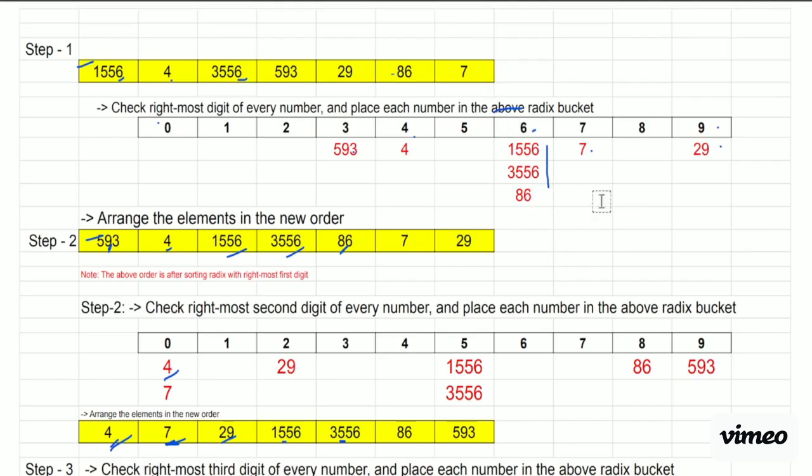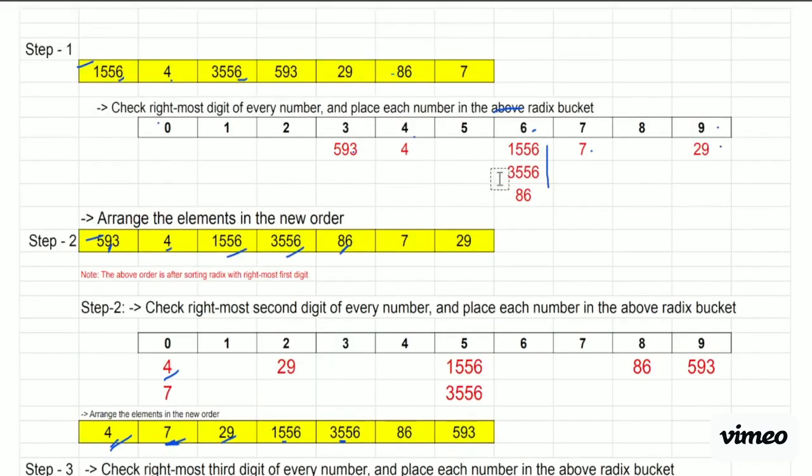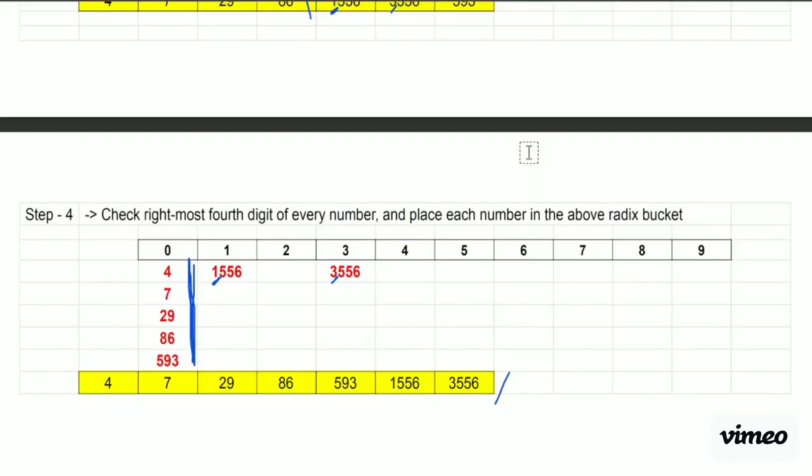So 86 will still, in my first step, go into the 6 bucket, the radix 6 bucket, and by the end, it will end up here. And that is not the right position. Obviously, it should be at the beginning. If you are doing ascending order, -86 should be at the beginning.